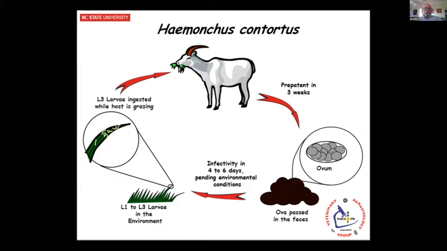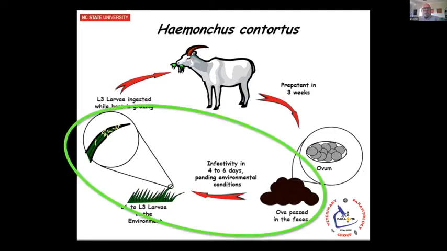The L3 larvae are ingested at the top when an animal grazes on vegetation that's infected with the larvae. Then the larvae go through several more molts and then to the adult stage. Then the eggs are passed in the feces. Depending on the conditions, those eggs will hatch out and go through those three larval stages within a matter of days or weeks. Then they migrate to the vegetation, where they're picked up by the animal and the life cycle continues. So this is the portion of the life cycle that's relevant to my study.